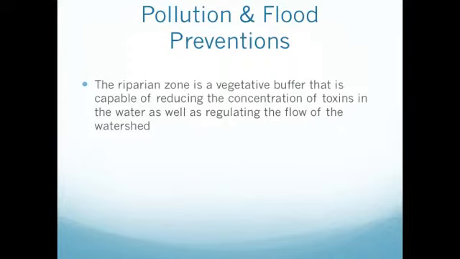The riparian zone can be referred to as a vegetated buffer. In other words, it is a system that can absorb, filter, and reduce pollution or toxins that occur in the water as the water moves along the riverbank. Well-established riparian buffers also act as a filter for sediment and reduce the velocity of runoff that regulates the natural flow of the watershed.